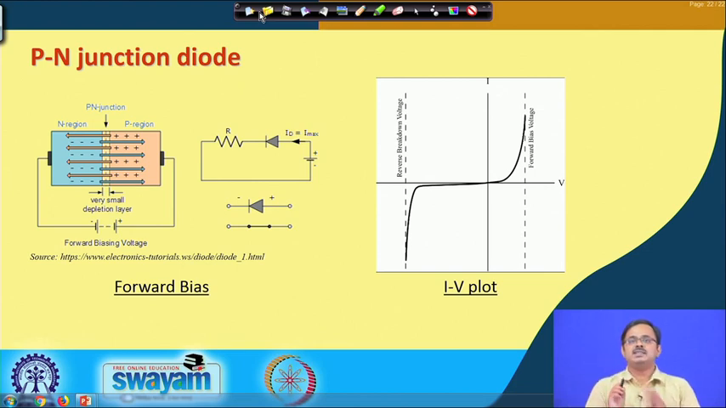So, that is a p-n junction diode. There are many other types of diodes, by the way. I have given one of the sources in the references. If you go through that, you will be able to see a lot of other types of diodes, but this is the most simple case of a p-n junction diode.